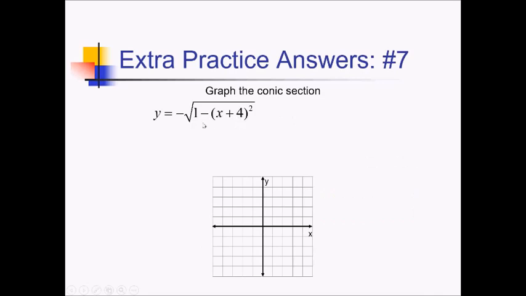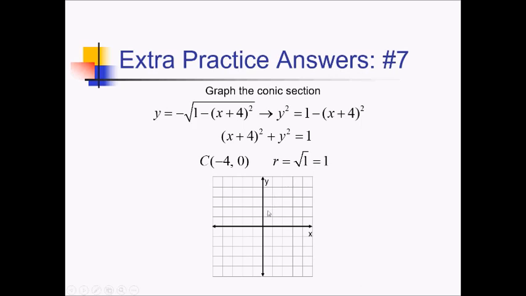For this problem, this square root is telling us that we've got a semicircle. So let me start by turning this into something like a circle. Let me square both sides to get rid of that square root. So we've got y squared equals 1 minus x plus 4 quantity squared. And then adding that x plus 4 squared over to the left side gives us the standard circle form. So the center, if this were a circle, would be negative 4 comma 0. Radius would be the square root of this 1, which is just going to be 1.